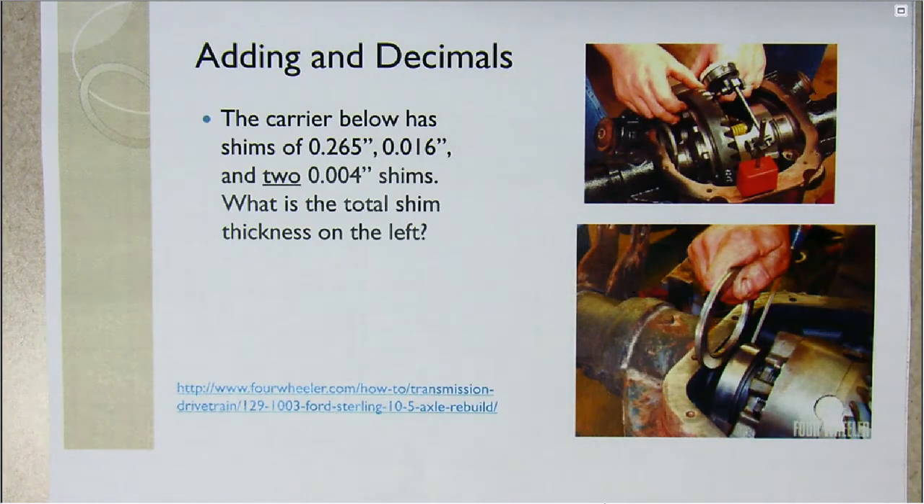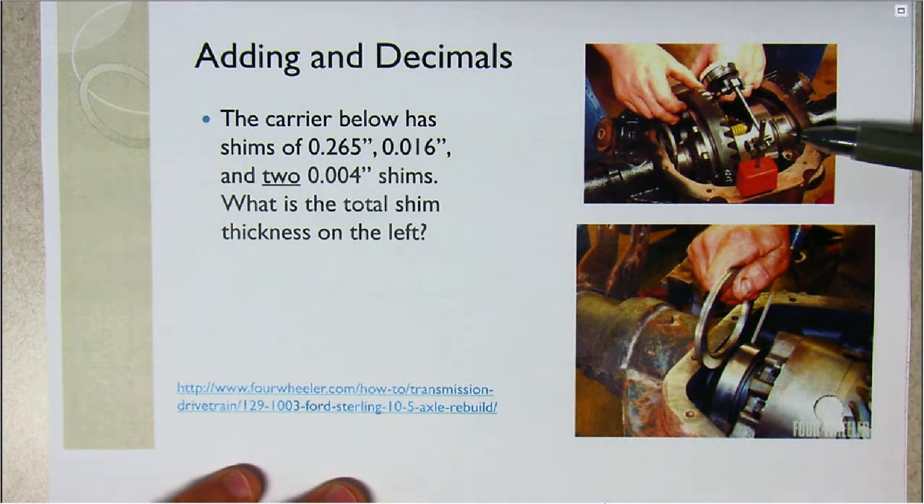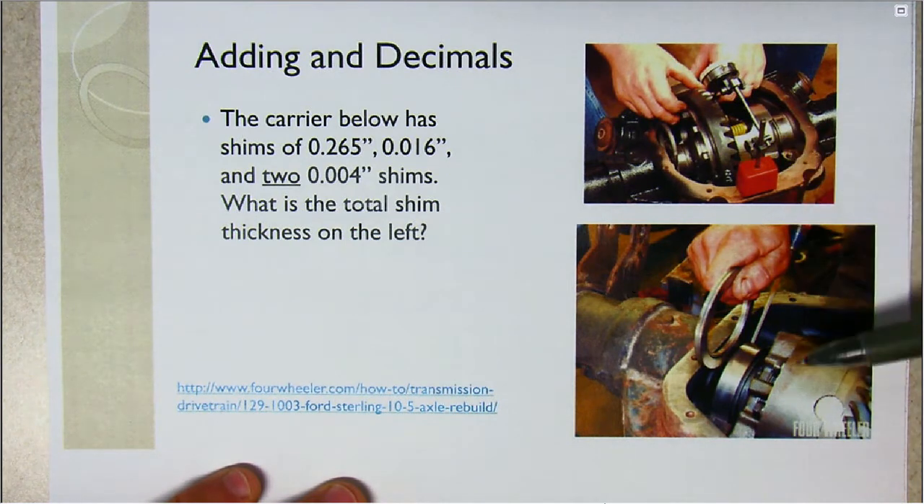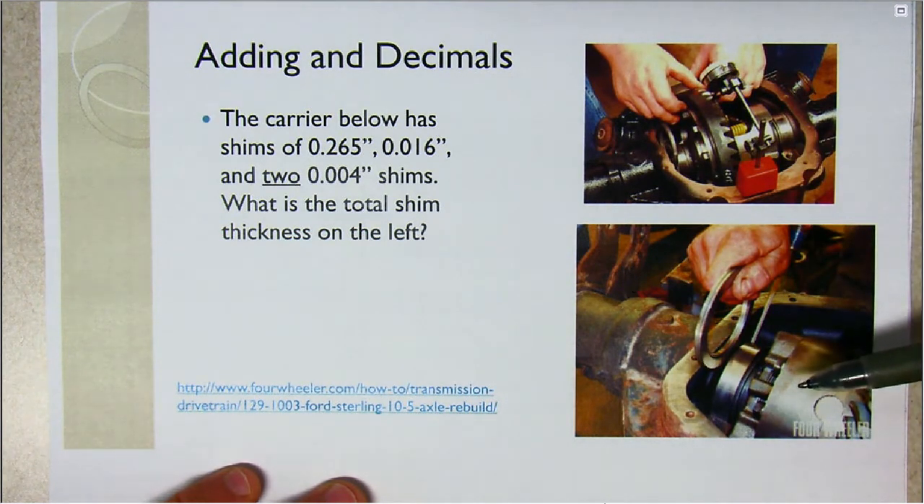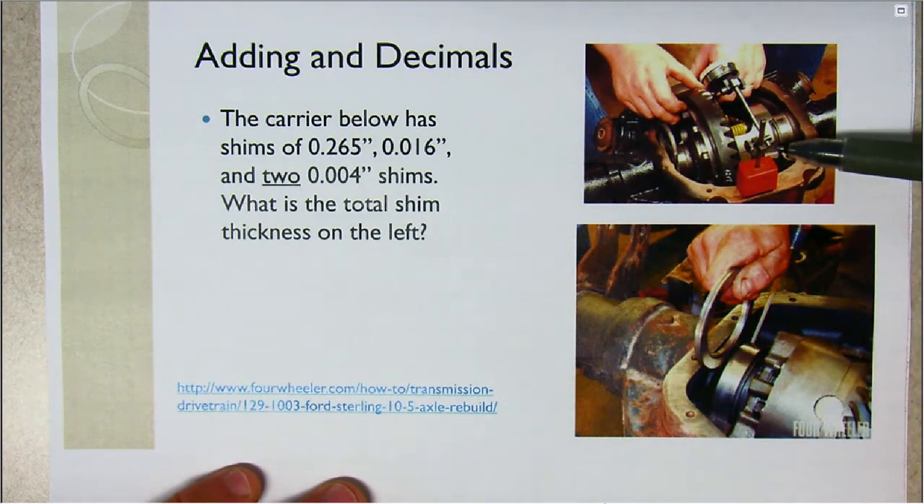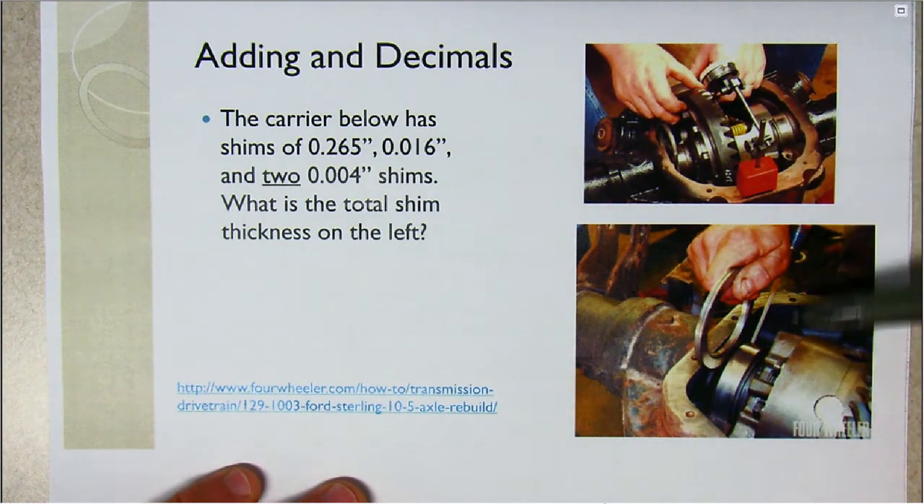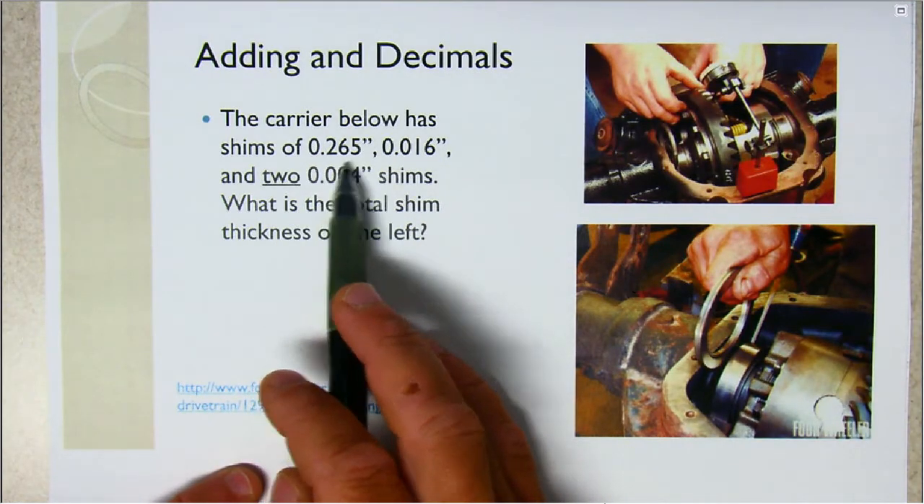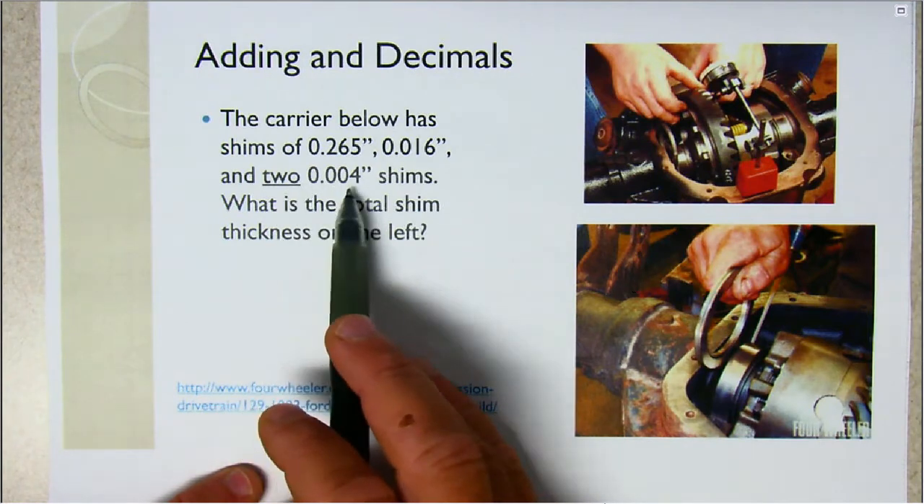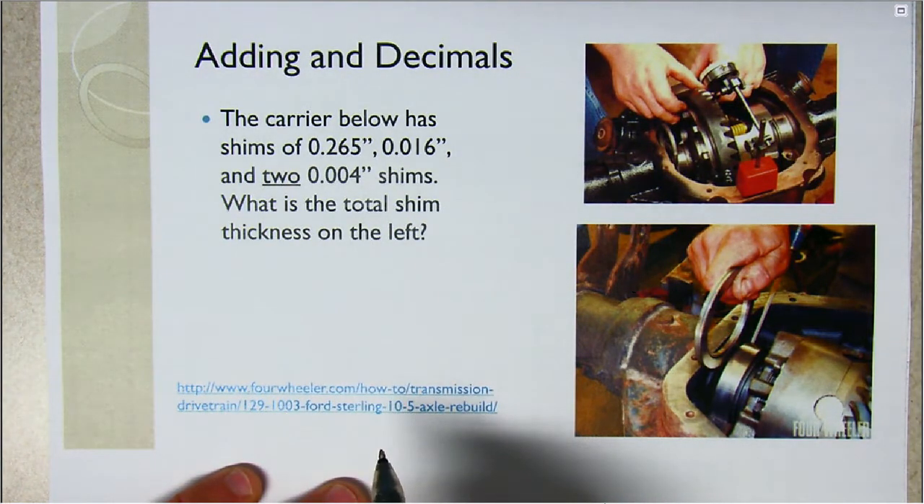Okay, adding decimals. We're getting to the point where we're going to be using a calculator pretty soon, but these fundamental arithmetic skills are important to refresh. If you rebuild the carrier in a rear axle in a rear-wheel drive vehicle or a front-wheel drive vehicle, you will oftentimes be dealing with shims, and you'll have to add up the thicknesses of those shims to get the components of your differential and all the gears meshing in just the way that they should. So suppose we have a carrier with shims of 265 thousandths, 16 thousandths, and a couple 4 thousandths shims. What's the total shim thickness?